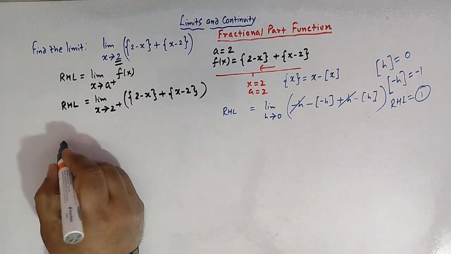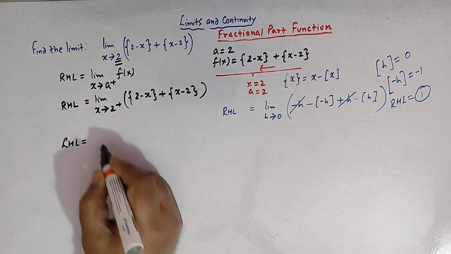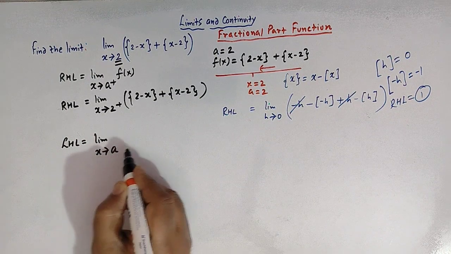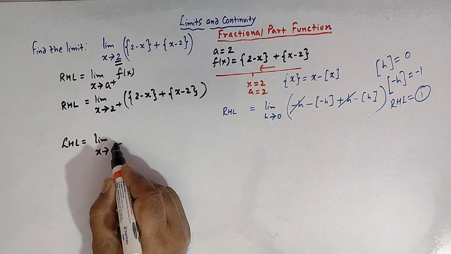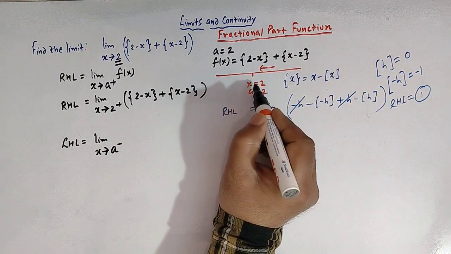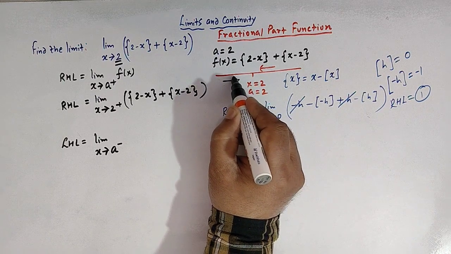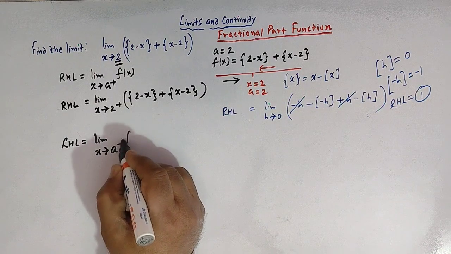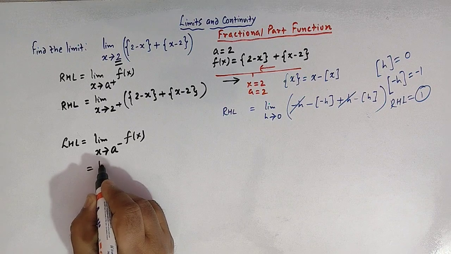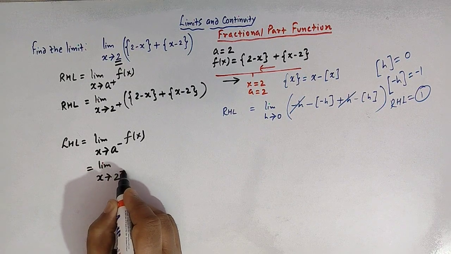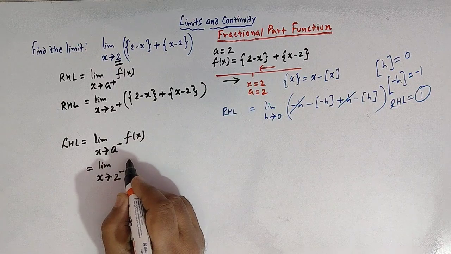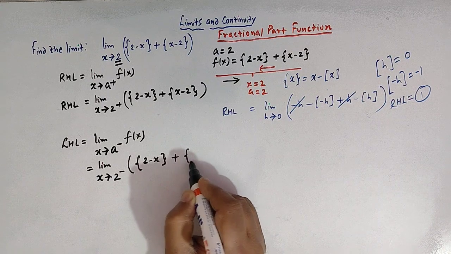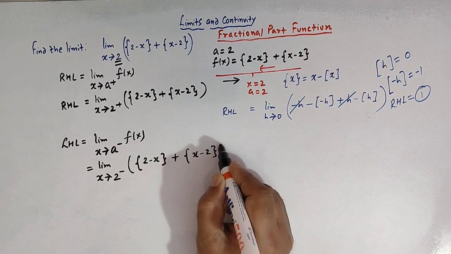So now let us find out the left hand limit, right? So the notation for left hand limit is limit x tends to a minus. So here this negative sign shows that now we are approaching towards x is equal to 2 from the left of x is equal to 2, right? So now here we have f of x. So this is limit x tends to 2 minus, and for f of x we can write the fractional part of 2 minus x, and here we have fractional part of x minus 2, right?